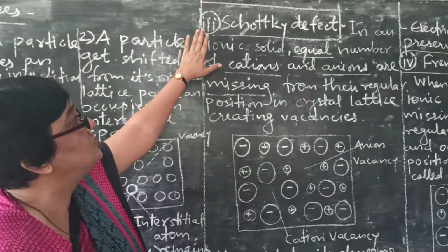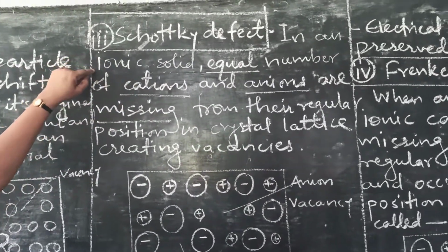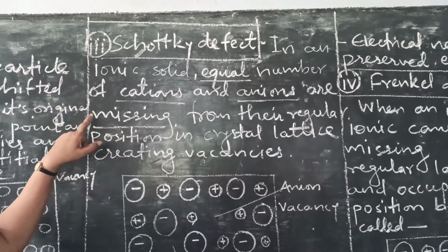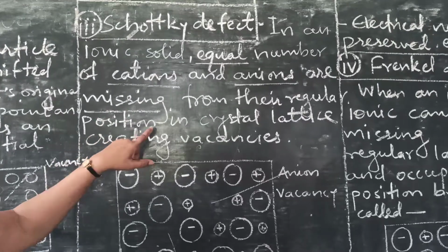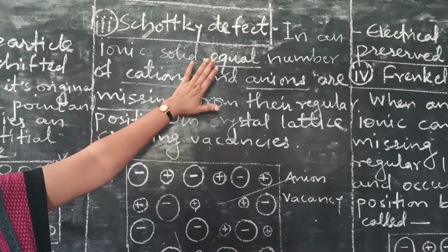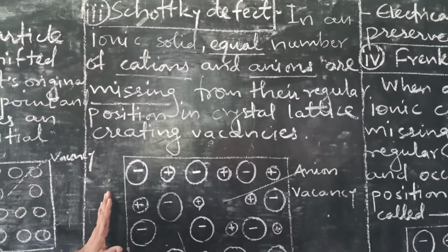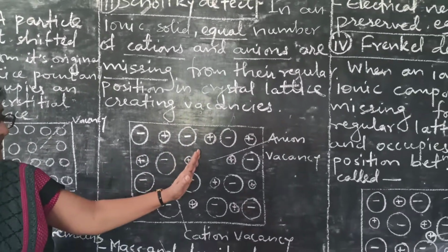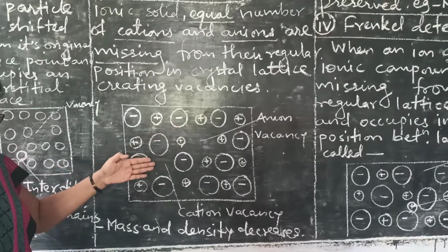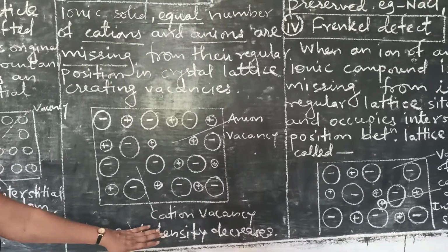Third type, Schottky defect. What is Schottky defect? In an ionic solid, equal number of cations and anions are missing from their regular position in the crystal lattice. Focus on these four words: equal number, cations and anions, and they are missing, which is observed in this figure. Here anion is missing, here cation is missing, therefore vacancy is created and mass and density naturally decreases.